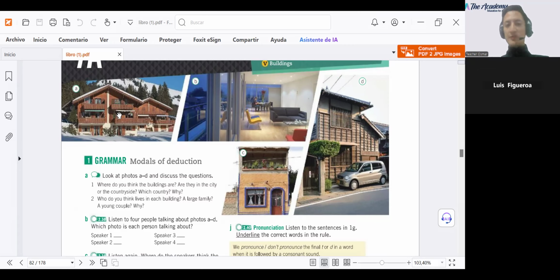So Luis, A, B, C, or D for speaker one. Speaker one. What photo? A, B, C, or D?